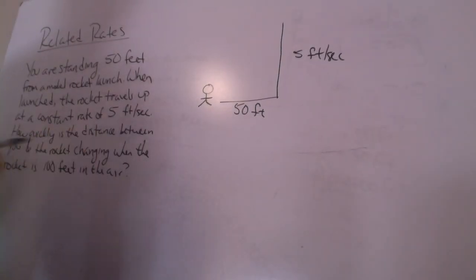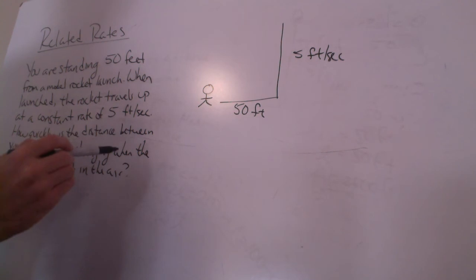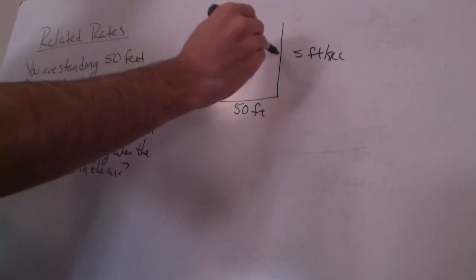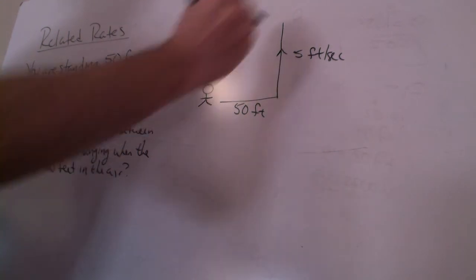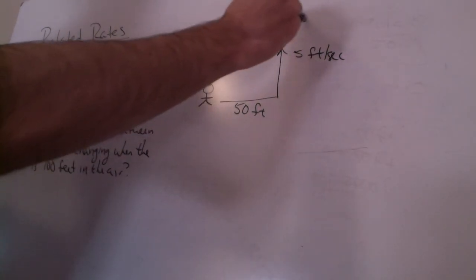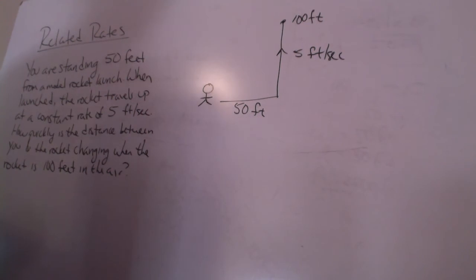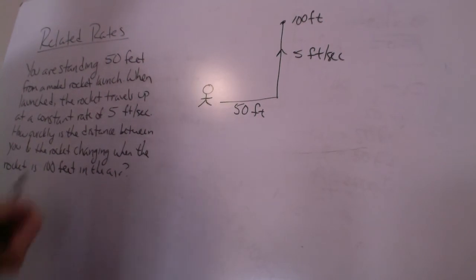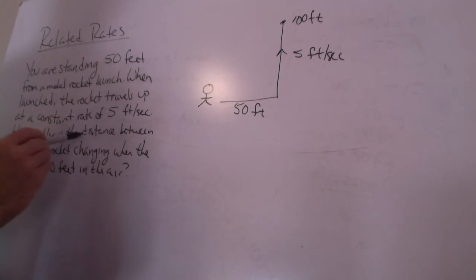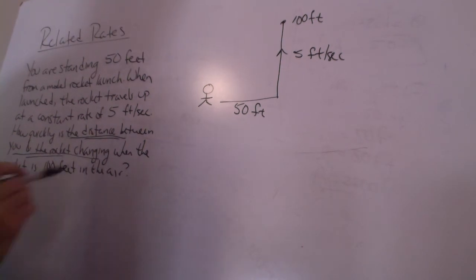And then, how quickly is the distance between you and the rocket changing when the rocket is 100 feet in the air? So in addition to this moving up at 5 feet per second, this high point here is 100 feet above the ground. That's where my rocket is. And the last piece of information is the question that it's asking here. How quickly is the distance between me and the rocket changing? So this is what I need to figure out.